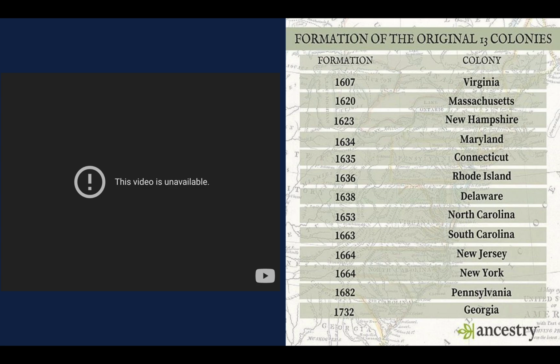This video shows briefly when the 13 colonies were originally formed, starting with Virginia in 1607, that's the Jamestown colony, all the way through Georgia in 1732.